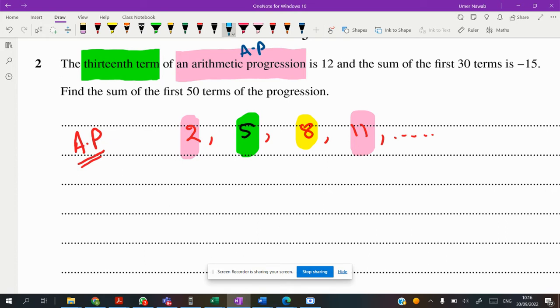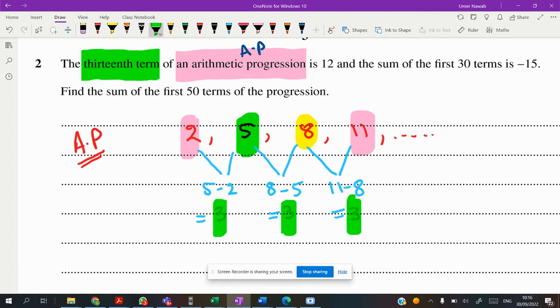So the first term and the second term, can you find their difference? Second term minus the first. In the next phase, third term minus the second. In the next stage, 11 minus 8. Check what differences you are getting. Interestingly, the differences are the same, and they are equal to 3. If the differences are equal, such a sequence is called arithmetic sequence or arithmetic progression.